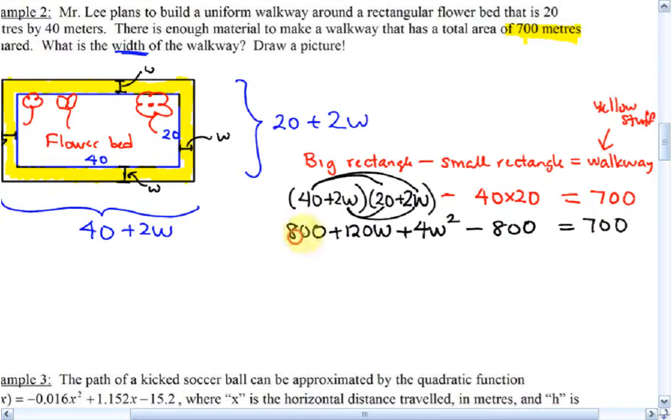Mr. Lee's very nice. He picked nice numbers, so they cancel out. So all you have left over on the left-hand side is 4w squared plus 120w. And in this case, I'm just going to leave the 700 on the right-hand side.